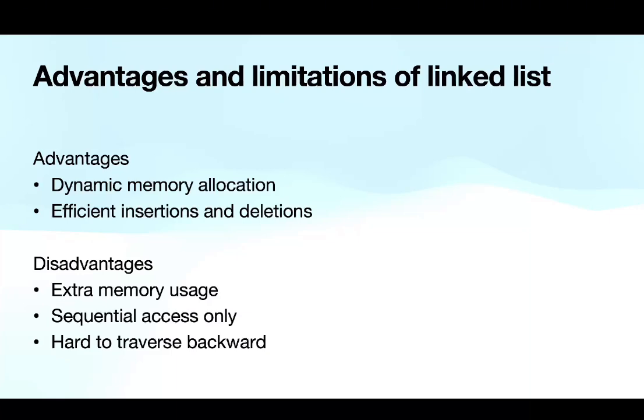The disadvantage is that it has extra memory usage. You see that we have to store the pointer, which also takes up memory. And it has sequential access only, meaning that we can't access it through indexes. We have to go through the whole linked list to find the number we want. And it is hard to traverse backward, since normally we only have one pointer which points to the next element. But there's also a doubly linked list which goes both ways, but that's another story.